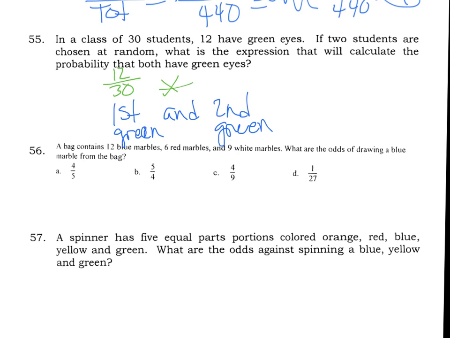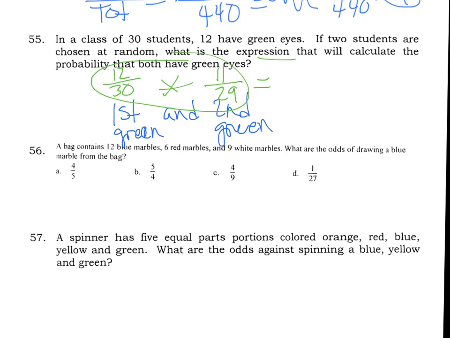And then the second student, assuming the first student had green eyes, well, I only have 11 students with green eyes left, and there are only 29 students left because I already chose one that had green eyes. Now, if I was putting the student back and had the possibility of drawing the exact same student a second time, then I would leave it 12 out of 30. But since I'm probably not able to choose the same student twice, this is what we'll want. And it just asked for what the expression was, so I think I covered that without actually finding the answer.